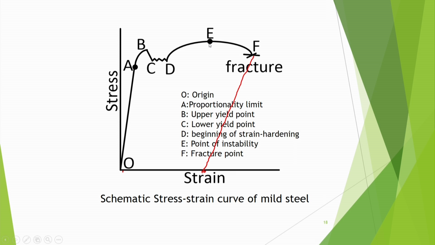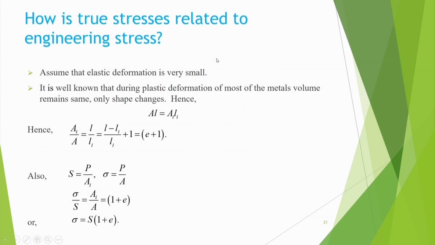So, at this point the necking has started, after that the material has become unstable. This point E, at this point E, dP will be equal to 0. That means the condition is that dP equals 0 because it is the point of maxima, P is the applied load. So, dP equals 0.